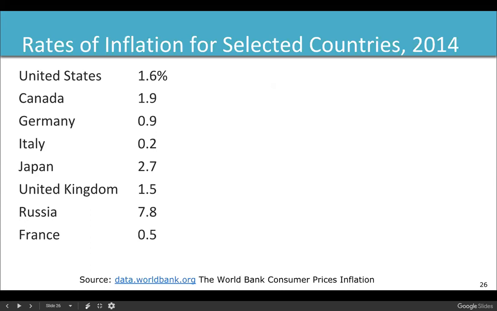So, inflation rate in the United States, well, we're actually a little bit higher than this now, but here again, don't focus on the numbers, but relatively speaking, what's going on here? The U.S., Canada, higher than Germany, Italy, because our economy is actually growing faster than theirs. Europe has been moving a little bit slower than we have. Japan, faster. Russia, higher, almost 8%.